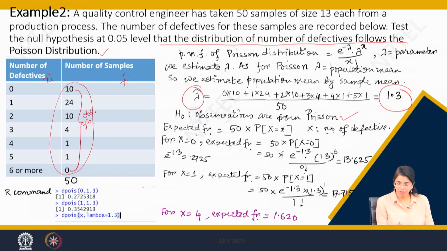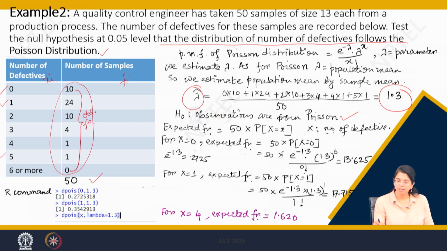by this lambda we are able to figure out the expected frequency. So what will be the expected frequency? That total number of observation, which is 50, into probability of x is equal to 0, probability of x is equal to 1, probability of x is equal to 5, so on and so forth. Clear? So just for one example, for x is equal to 0, expected frequency is 50 into probability x is equal to 0.